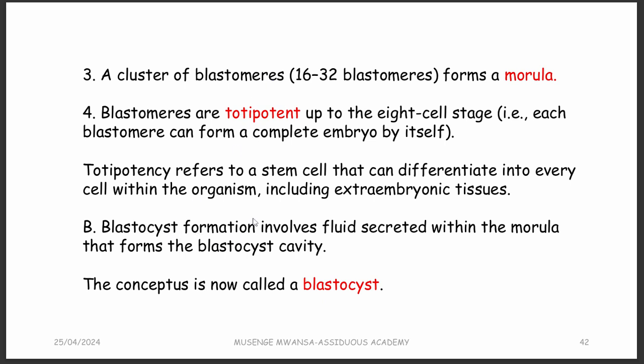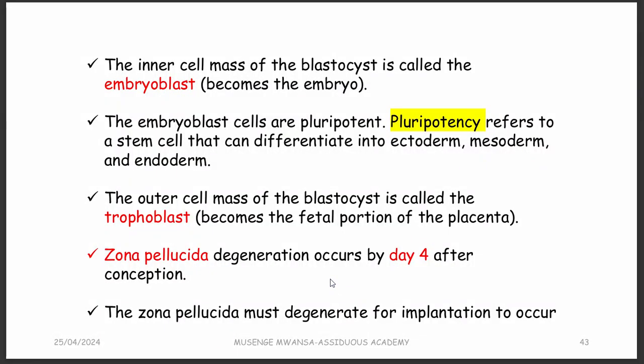So blastocyst formation involves fluid secreted within the morula that forms the blastocyst cavity. The conceptus, that thing that is going to be born, at this time is known as a blastocyst. It's not yet a baby. Blastocyst. And then the inner cell mass of the blastocyst is called the embryoblast. The embryoblast, the inner cell mass, is pluripotent. Please take note.